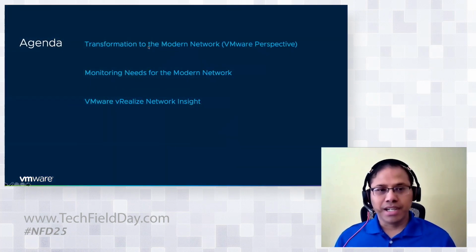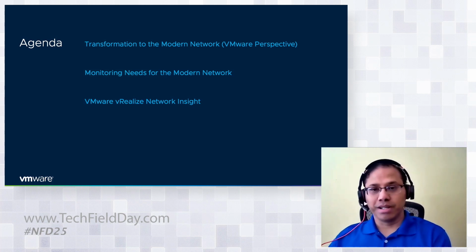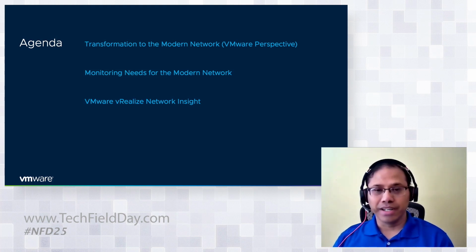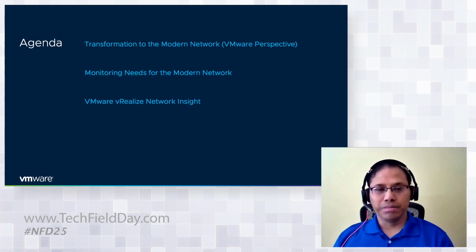Now, quick agenda. So we'll talk about the transformation to the modern network, from a VMware perspective, obviously, and what we think are some of our cool things that make the network the modern way right now, the way it is. Also, what are the monitoring needs of this modern network? Some of us are used to a certain set of tools. All of us grew up with those. How do those tools need to evolve along with it? And why we think vRNI Network Insight fits that bill perfectly.